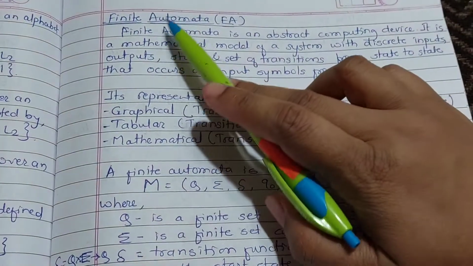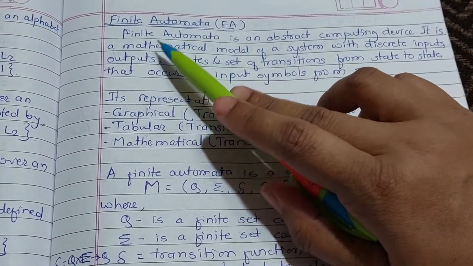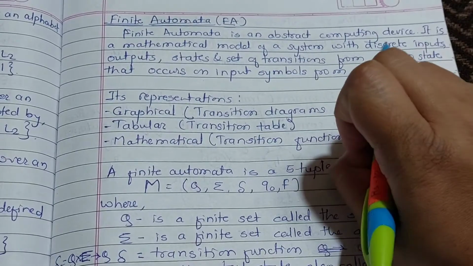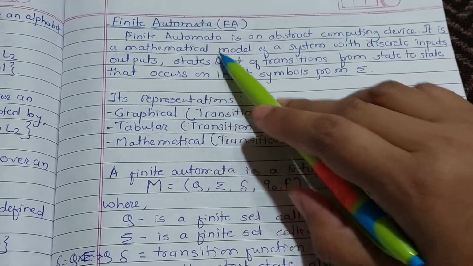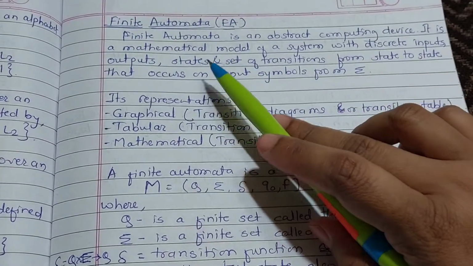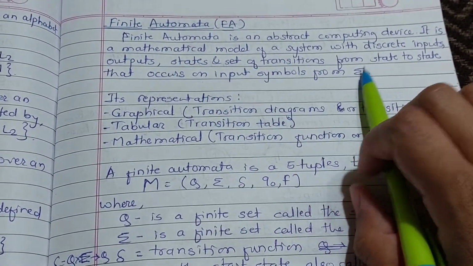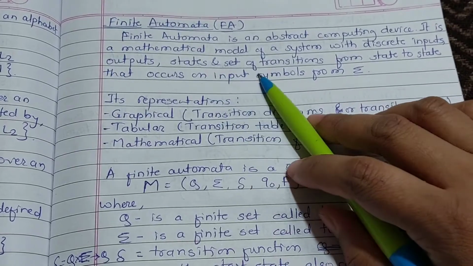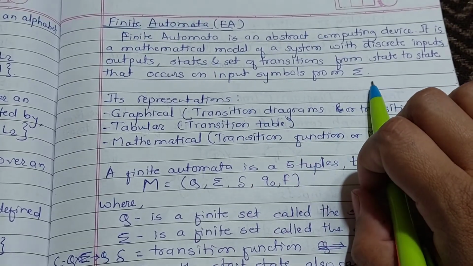Now next we're going to discuss finite automata. Now finite automata is an abstract computing device. It is a mathematical model of a system with discrete inputs, outputs, states and set of transitions from state to state that occurs on input symbols from sigma.